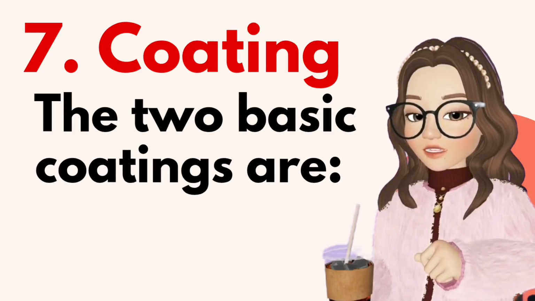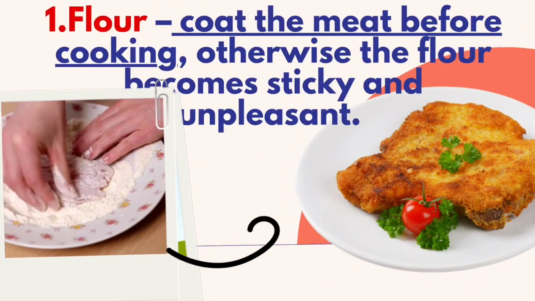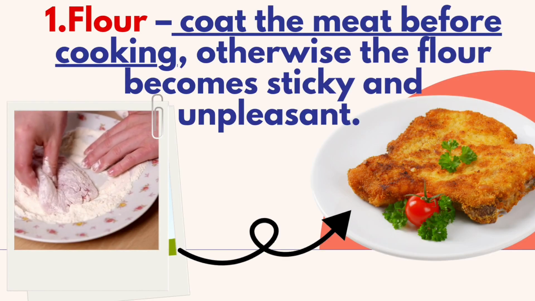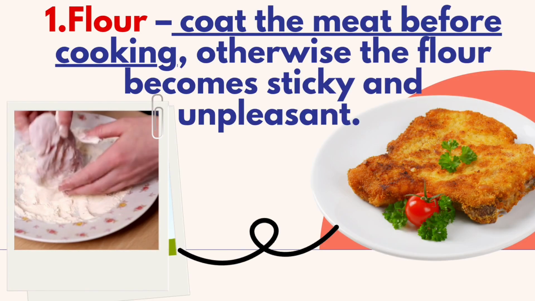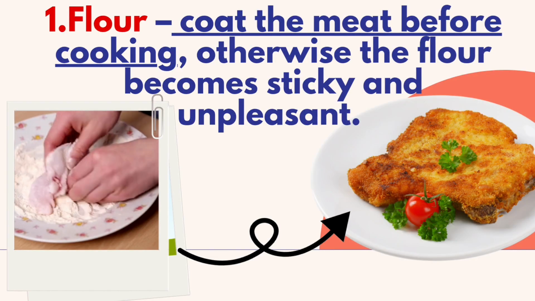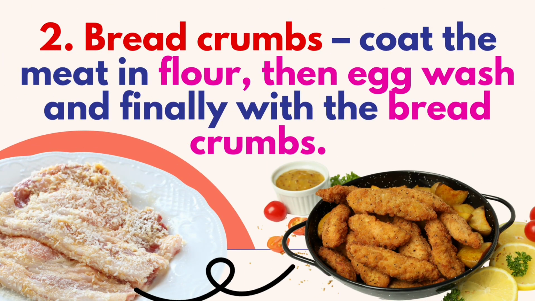7. Coating. The two basic coatings are: 1. Flour. Coat the meat before cooking. Otherwise, the flour becomes sticky and unpleasant. 2. Breadcrumbs. Coat the meat in flour, then egg wash, and finally with the breadcrumbs.